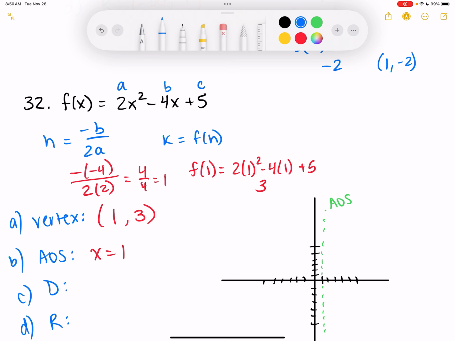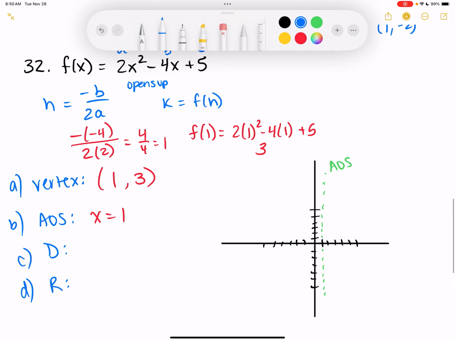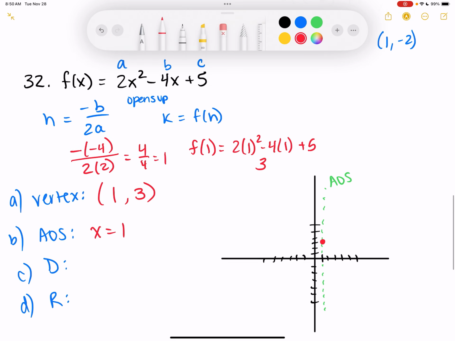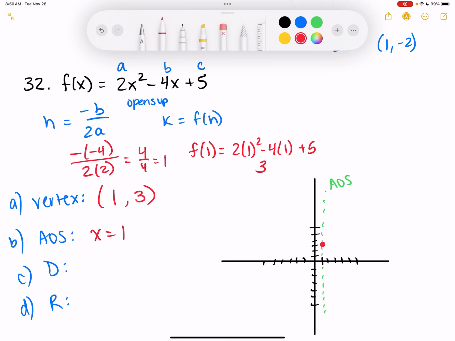It opens up, because it's positive. So I've got a vertex at 1, 3. In these types of problems, I like to pick 0 because it makes everything but this c value cancel. So if I plug in 0, I get 0, and I'm left with 5.